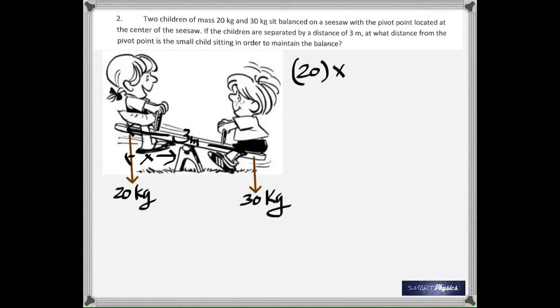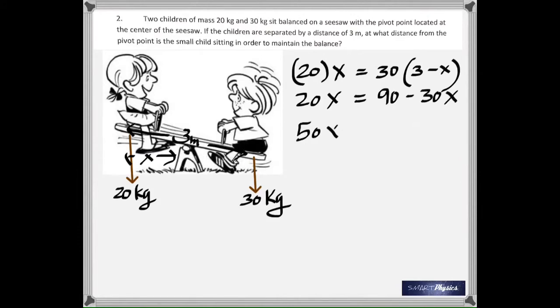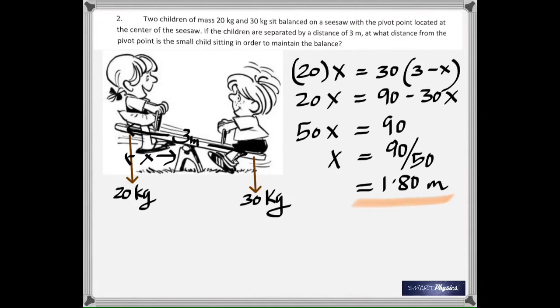But to be perfect, you would have to do 20 times 9.8 times x, because x is the distance of the force by the 20 kilogram from the pivot. See, we always take force multiplied by the perpendicular distance from the pivot. So 20 times x is going to be equal to 30 times 3 minus x, because this distance is 3 minus x. The total is 3, this distance is x, therefore this is 3 minus x. So in which case, the net torque would be 0, and so distribute it, collect the x's on one side, you get 50x, because when this comes to the other side, it becomes positive. And so divide to find x as 1.80 meter.